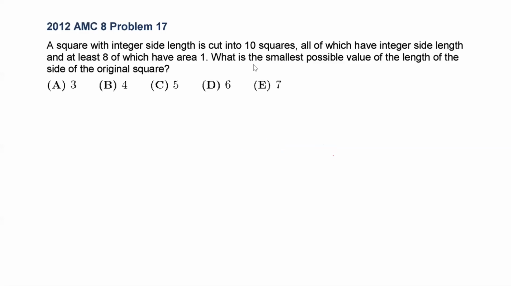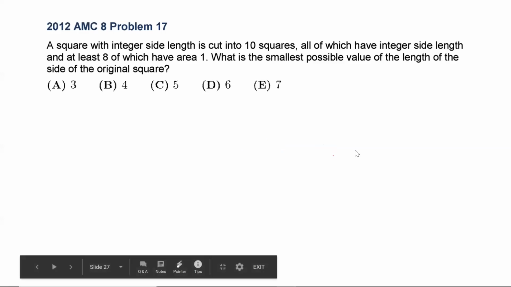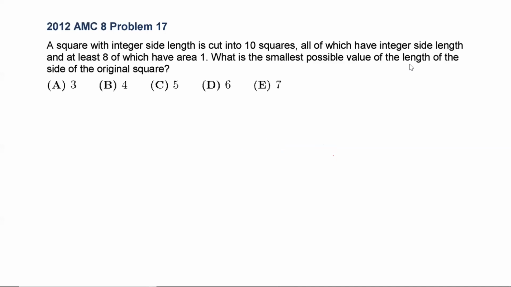Okay, here's the first problem. A square with integer side length is cut into 10 squares, all of which have integer side length, and at least 8 of which have area 1. What is the smallest possible value of the length of the side of the original square?